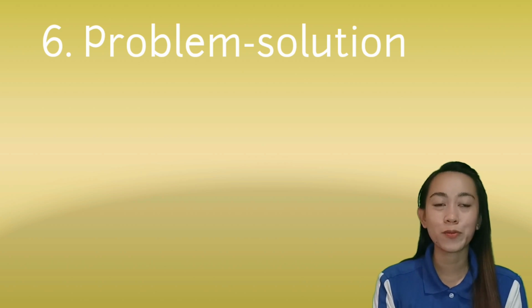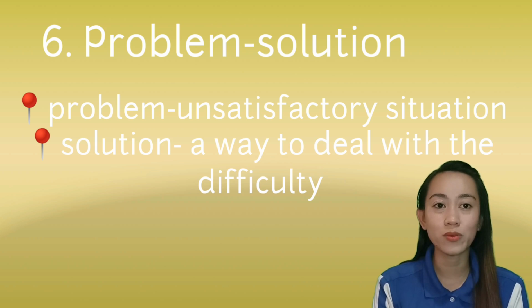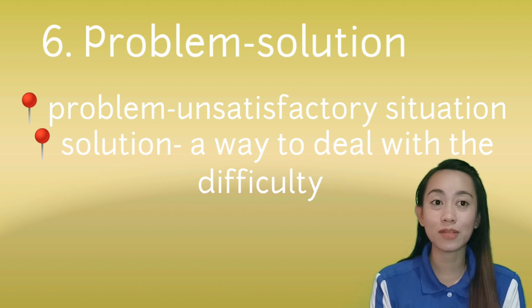Number 6, problem solution. A problem in general is an unsatisfactory situation that causes troubles or difficulties. Therefore, it needs a solution, a way to deal with the situation so that the troubles or difficulties are removed. In writing across disciplines, the problem-solution pattern of development is used to deal with topics that pose problems and present solutions in a logical manner. Example words that signal problem solution.